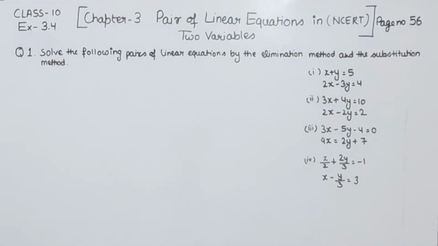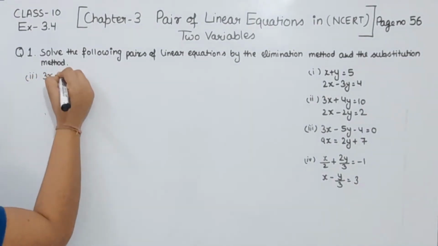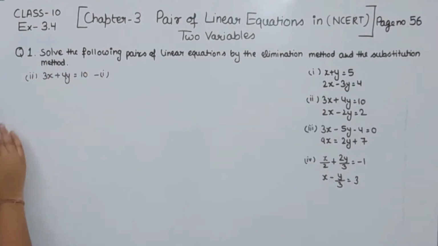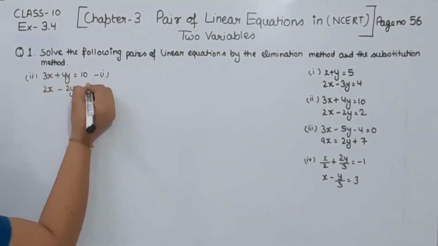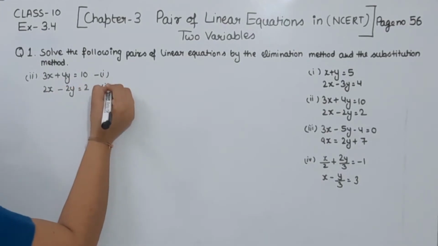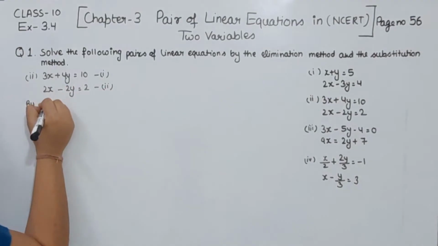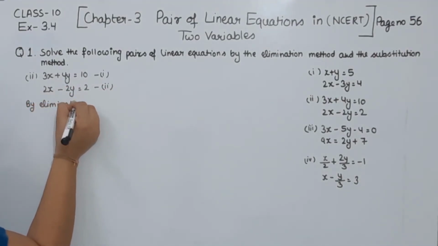Now comes to part 2. The equation we are having is 3x plus 4y is equal to 10. This one we are having is equation number 1. And the second equation we are having is 2x minus 2y is equal to 2. This one we are having is equation number 2. Now I am going to solve this one first by the elimination method. So I am going to write here, by elimination method.